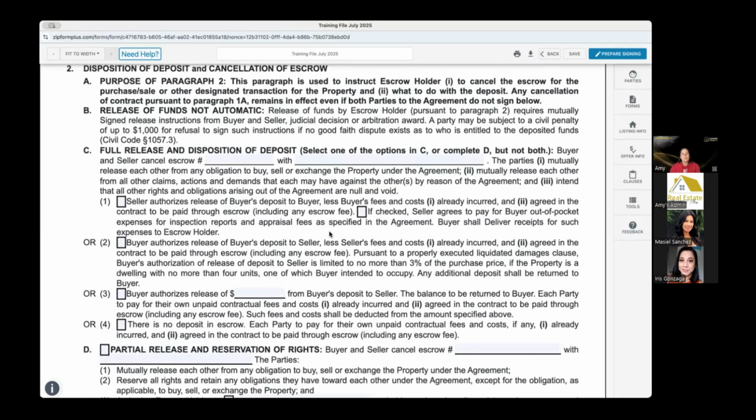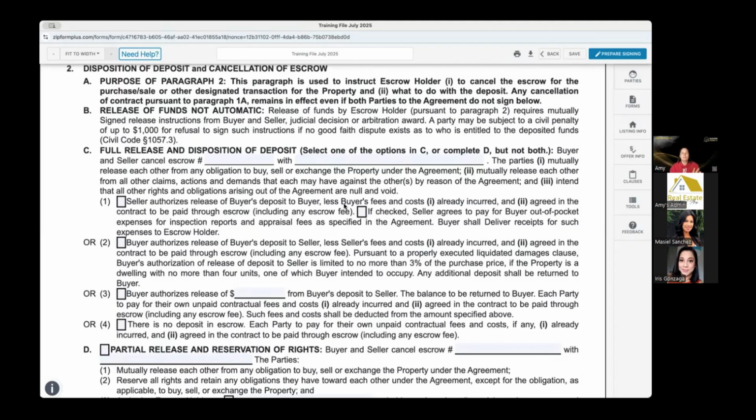The seller authorizes the release of the buyer's deposit to buyer less buyer's fees and costs already incurred and agreed to in the contract to be paid through escrow, including any escrow fee. If checked, seller agrees to pay for buyer out-of-pocket expenses for inspection reports and appraisal fees as specified in the agreement. Buyer shall deliver receipts for such expenses to escrow holder.